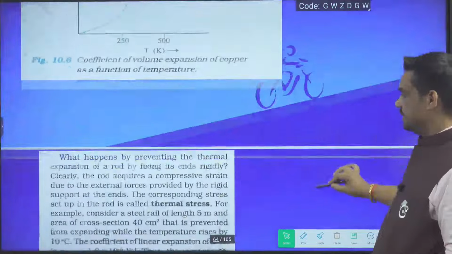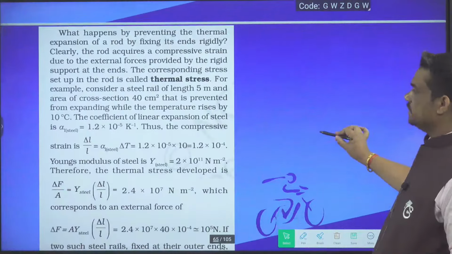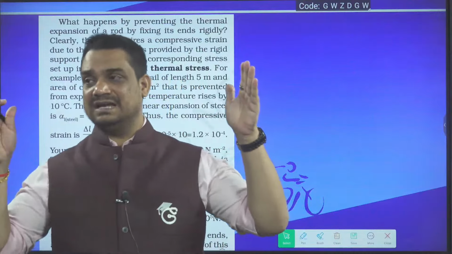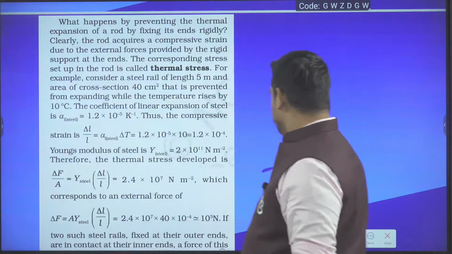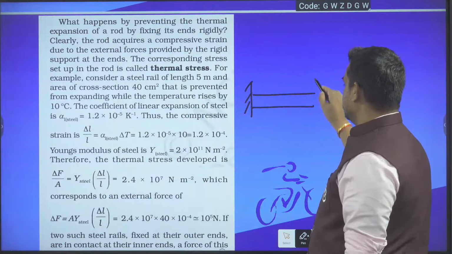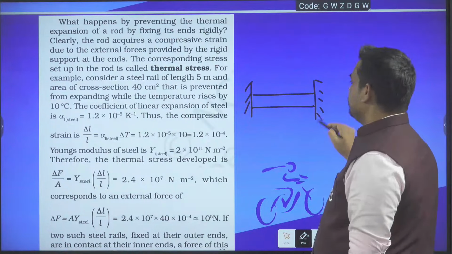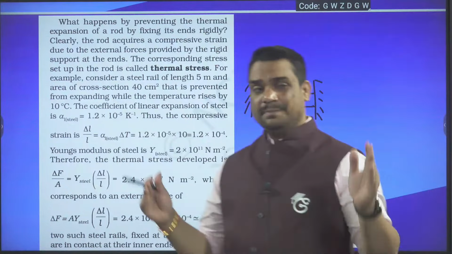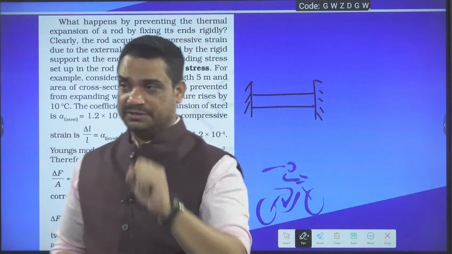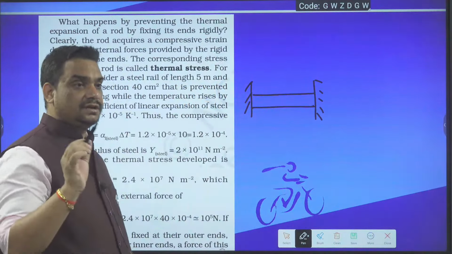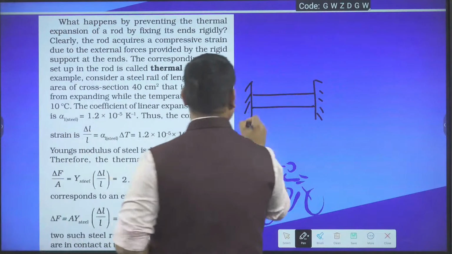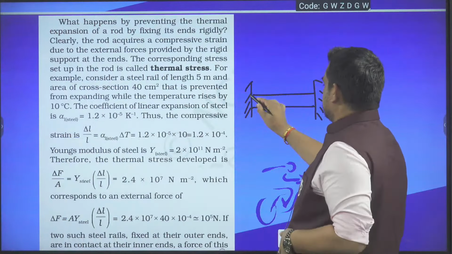Need to be remembered. Then we have here in this one, what happens by preventing the thermal expansion of a rod by fixing its end rigidly. Here we have the rod and we are keeping it like this, preventing it from expanding. Because the rod wants to expand but cannot expand, stress will be developed in this. How much stress is developed, we can actually say.